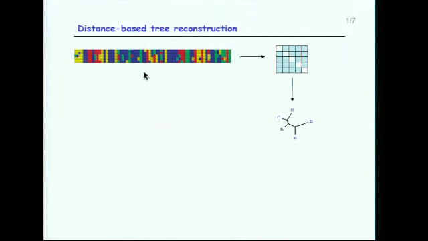So, in the first part, in the talk you just saw, you saw the first step in distance-based tree reconstruction, which is about going from sequence data typically to a matrix of pairwise distances. Here I'll talk about the second step in distance-based tree reconstruction, which is about going from the distances to a tree.